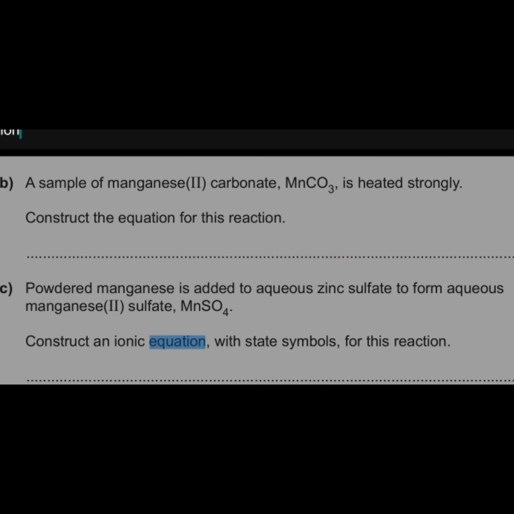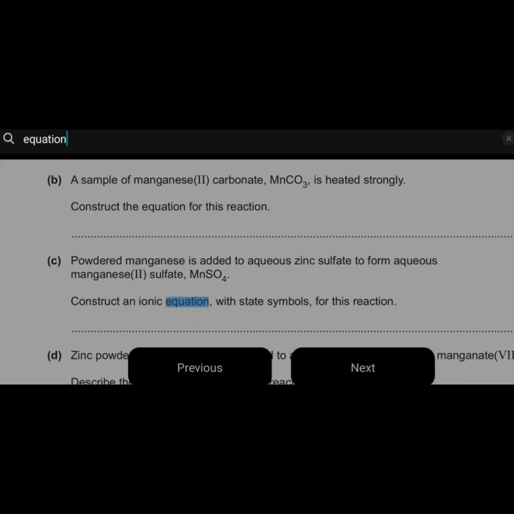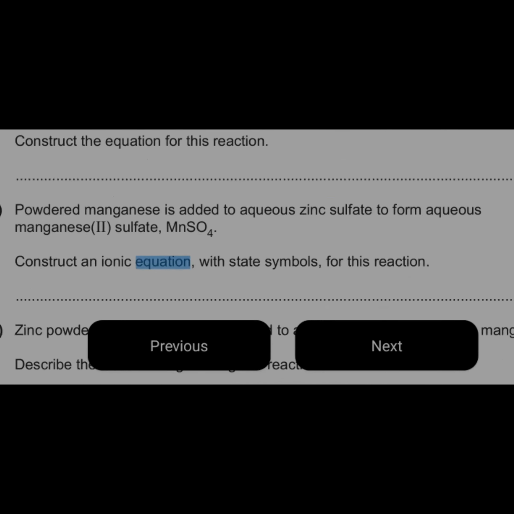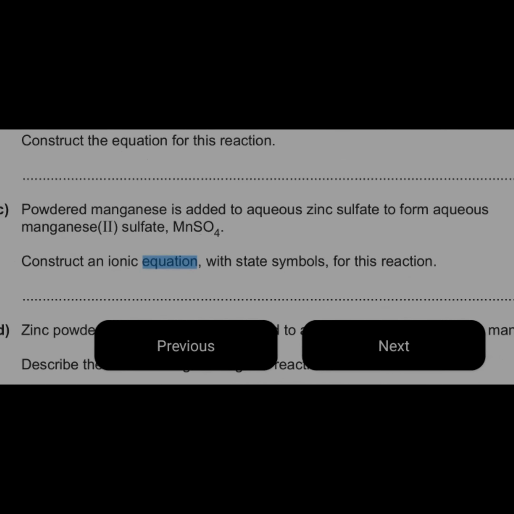Next one, there's another question. They ask: powdered manganese is added to aqueous zinc sulfate to form aqueous manganese sulfate. Now they ask for the ionic equation, from a big question. Right. This type of one we didn't come across today. These are the ones you need to break down and write. Remember that stuff.